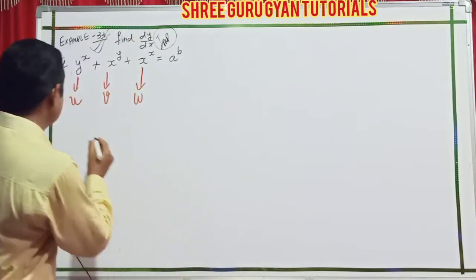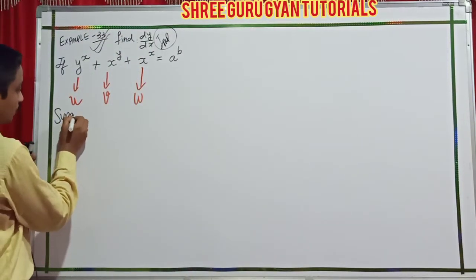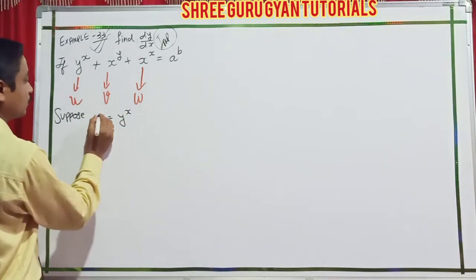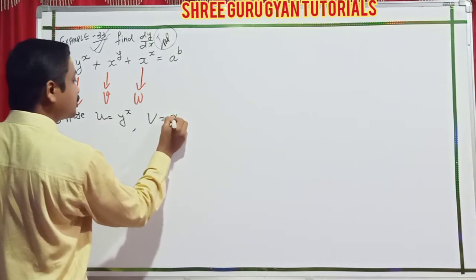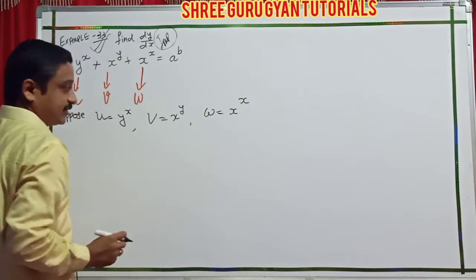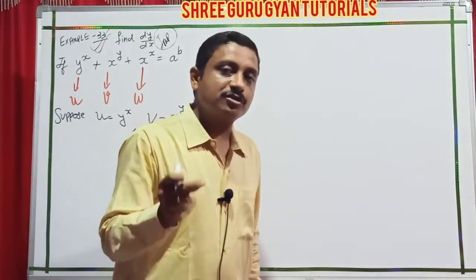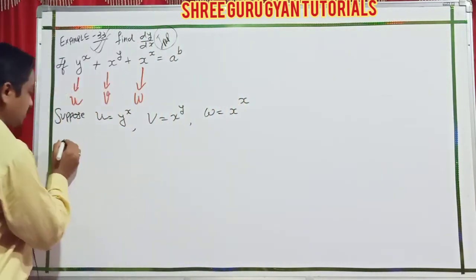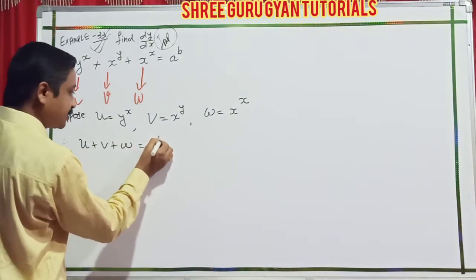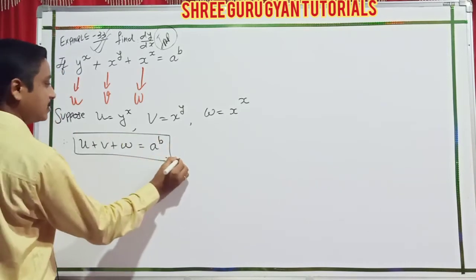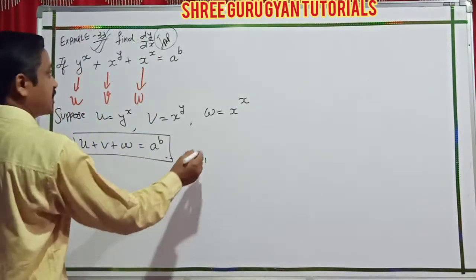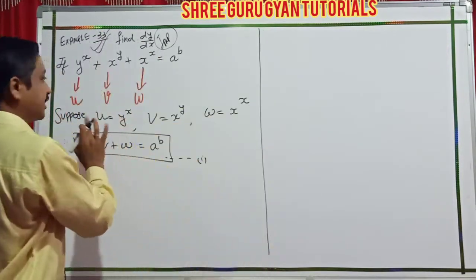So start first. Suppose u is equal to y raised to x, v is equal to x raised to y, and w is equal to x raised to x, and one by one you start the derivative. So what are you getting here: u plus v plus w is equal to a raised to b. Applying this statement, you start first with our u side.